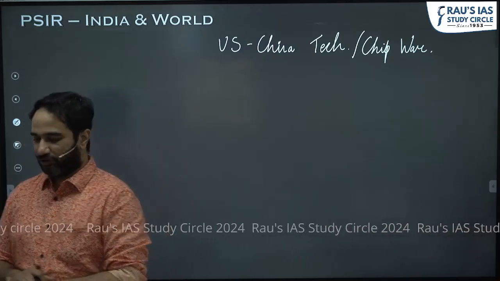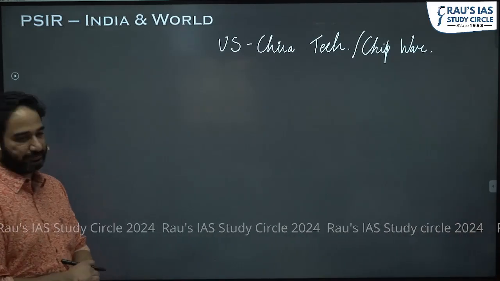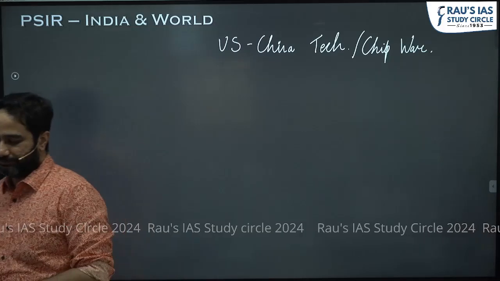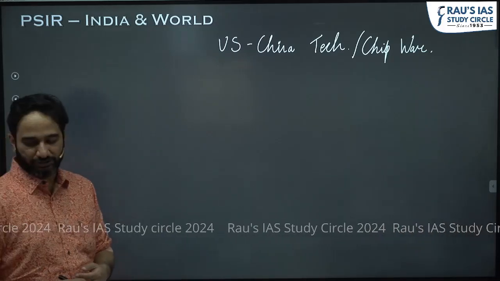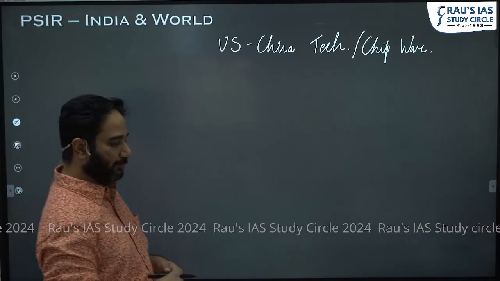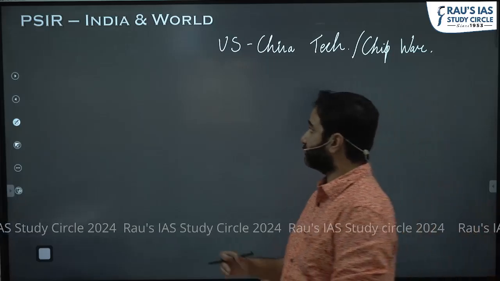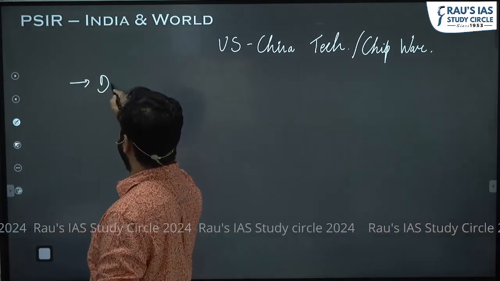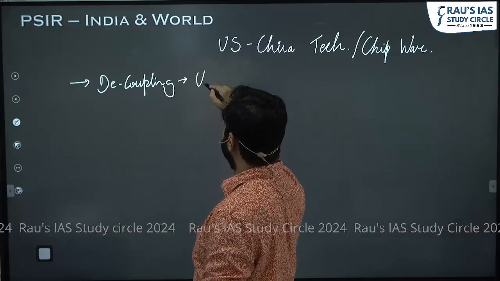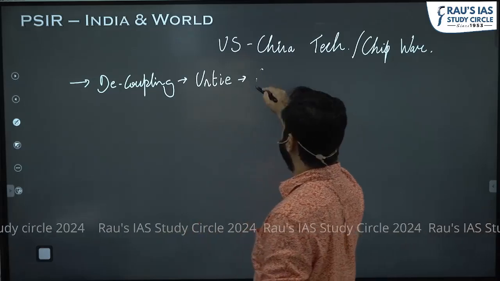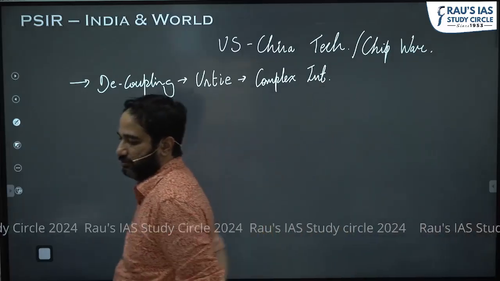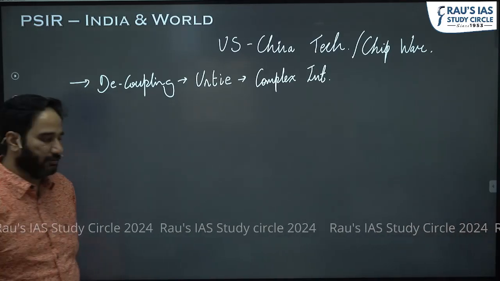All right. Write down. John Bateman, in US-China technological decoupling, 2022, highlights that decoupling is a means to untie complex interdependence of the US-China tech relationship.